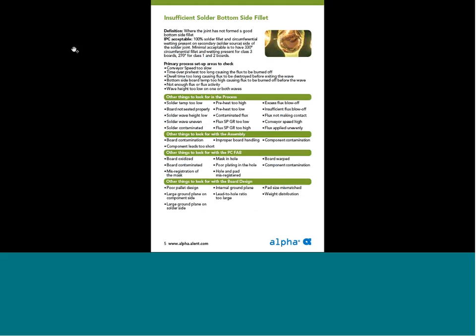Bottom side fillet, insufficient. You have a minimum 270 degrees for class 1 and 2 boards on the circumference. A lot of times that can be affected by pin to hole, lead to hole ratio, contamination on the through hole walls, solder wave not being even, other things, look at the board design, etc. It's a step-by-step process as we define here.